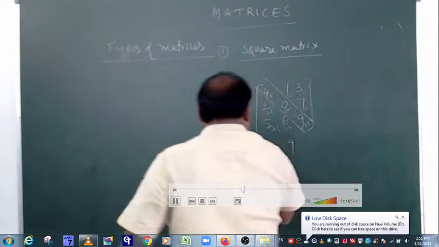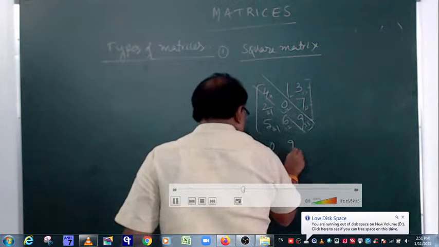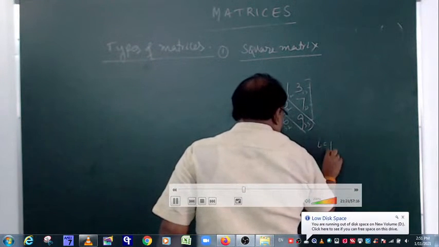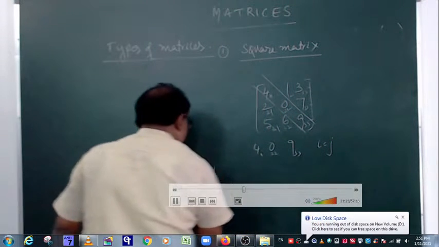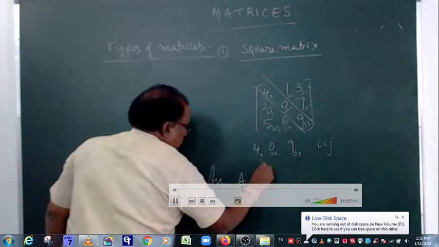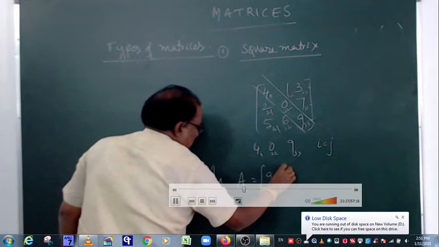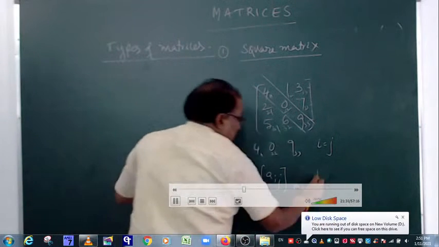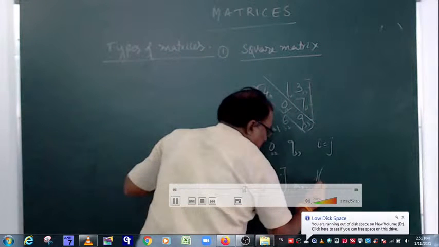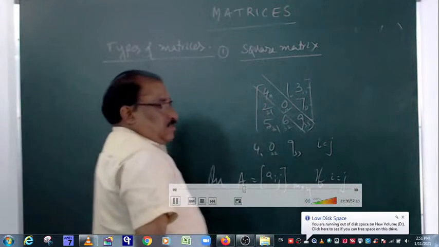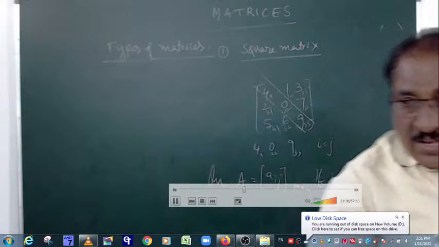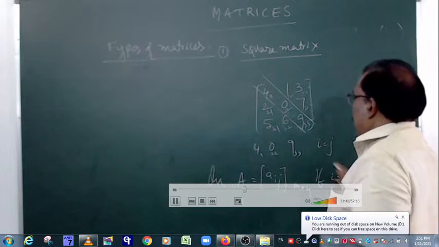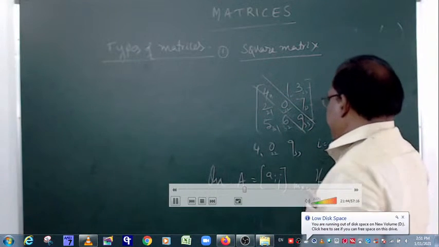Here 1 1, 2 2, 3 3. Here simply i equal to j in A equal to a_ij, m by n. If i is equal to j, the elements with i equal to j are called the principal diagonal.